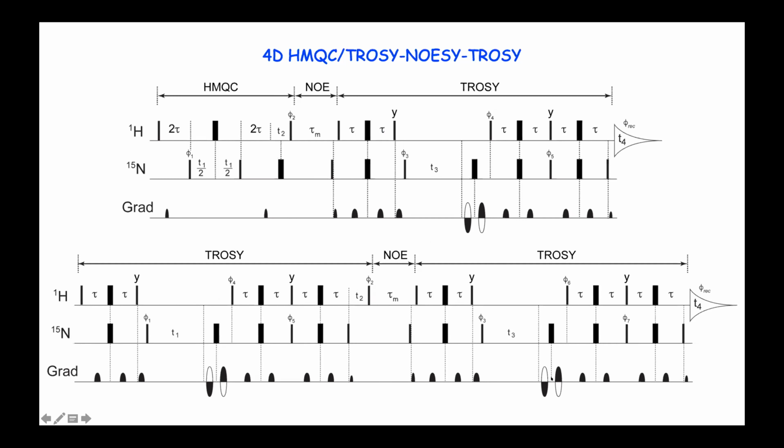Now, the reason I bring up the CHOSY, NOESY, CHOSY is that you can see there are two indirect dimensions that are collected using echo anti-echo. As you know, whenever you use echo anti-echo, you have to reshuffle the gradient. You have to take the sum of echo anti-echo and take the difference and then phase shift it by 90 degrees to convert phase modulated data to amplitude modulated.